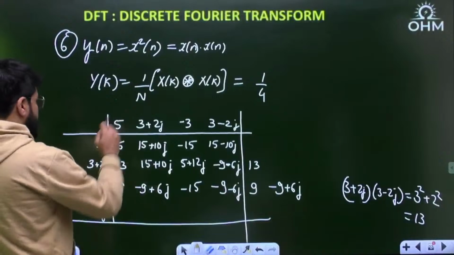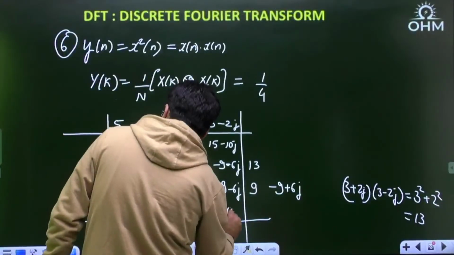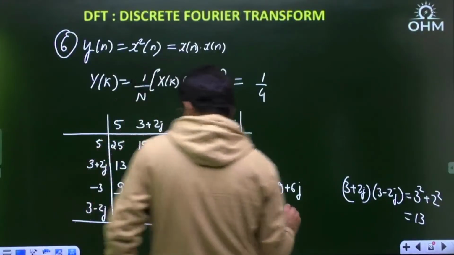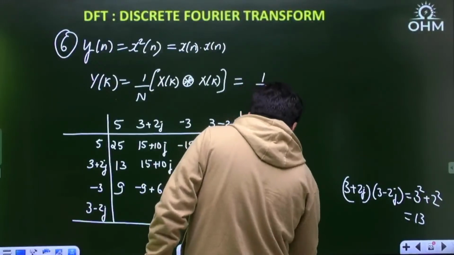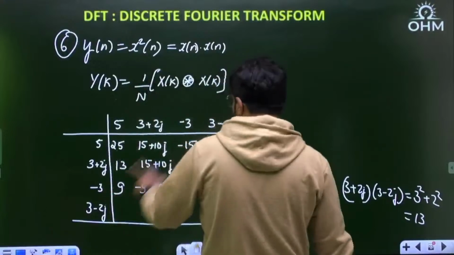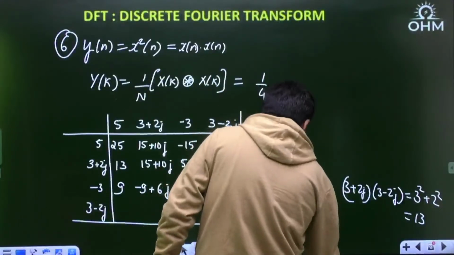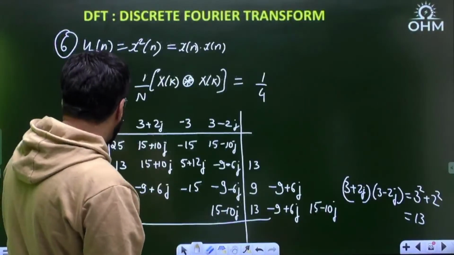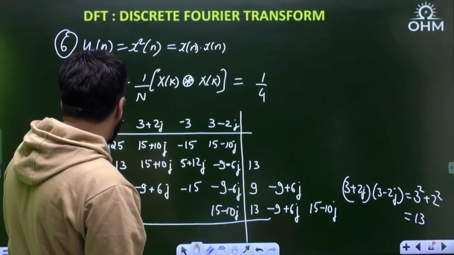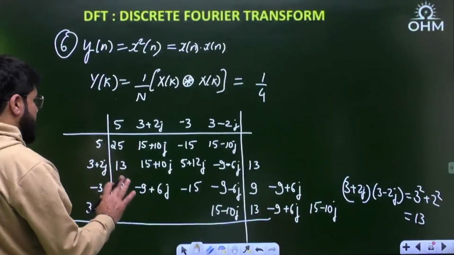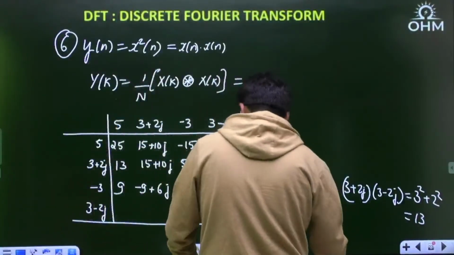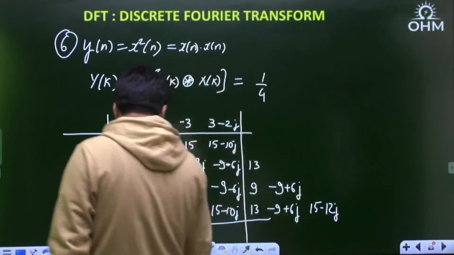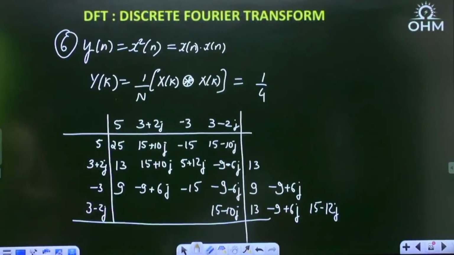Then multiply by 3 minus 2j into 5, so that becomes 15 and minus 10j. 3 minus 2j into 3 plus 2j, same, 13. 3 minus 2j into minus 3, so minus 9 and plus 6j. And 3 minus 2j into 3 minus 2j, when you take the square, is 5 minus 12j. Sorry, 15 minus 12j, correct. Rest is correct. Just check the calculation once.